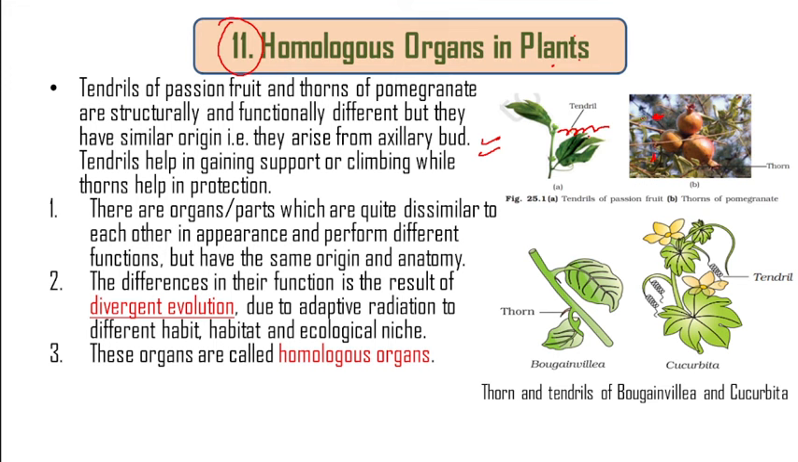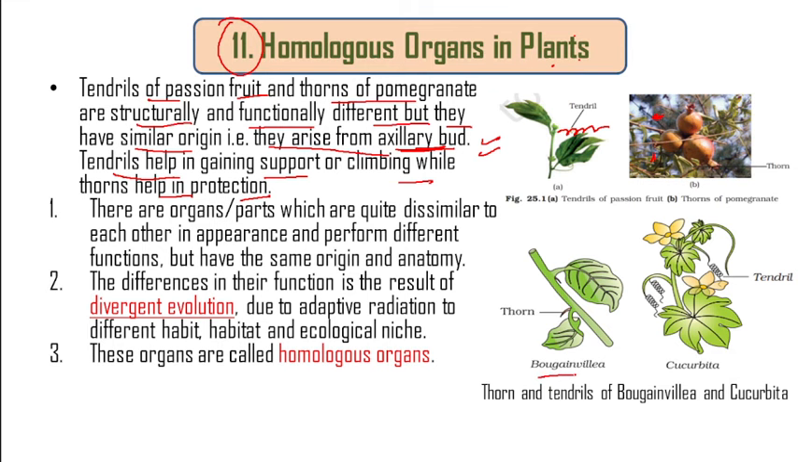Both of them are homologous because they have the same origin, but they have different functions. So tendrils of passion fruit and thorns of pomegranate are structurally and functionally different, but they have the same origin: both of them arise from the axillary bud. Then what is the function of tendrils? They help in gaining support or climbing, while the thorns help in protection.